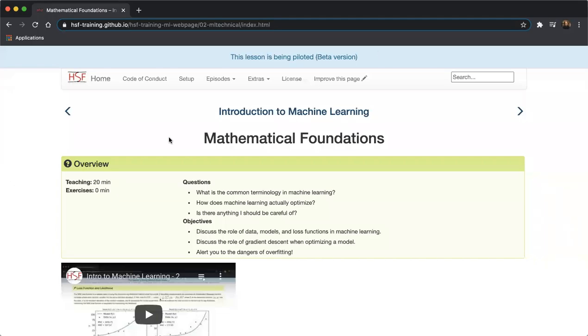Welcome back to the tutorial on an introduction to machine learning. In the previous lesson, we introduced you to machine learning, and now it's time to look at the mathematical foundations.